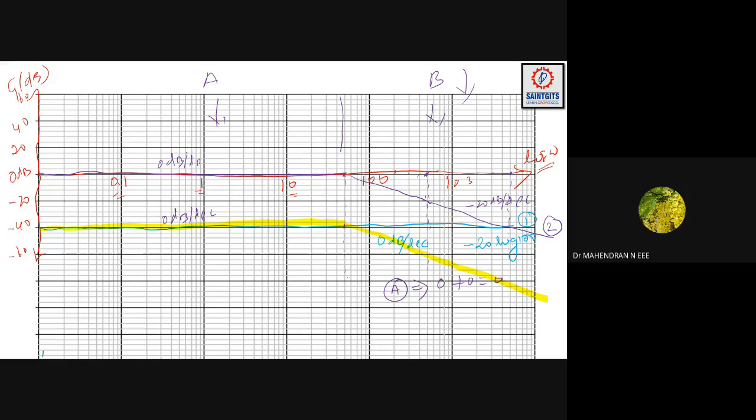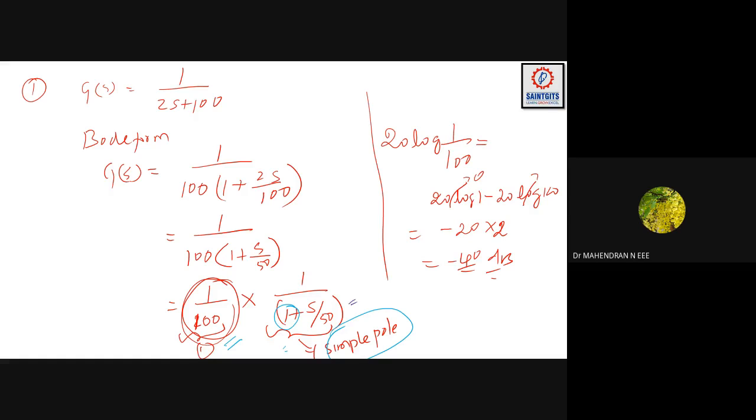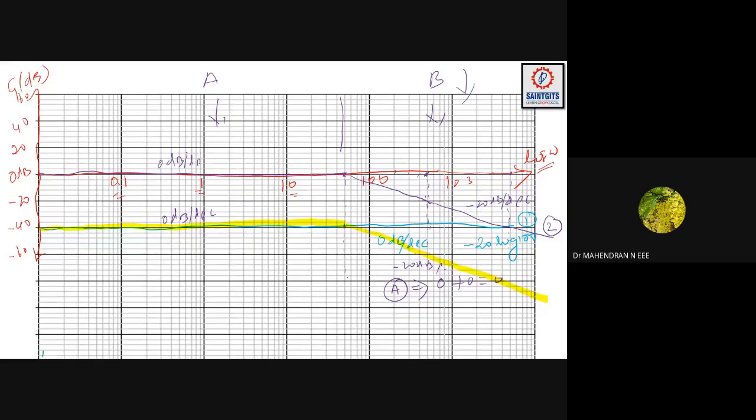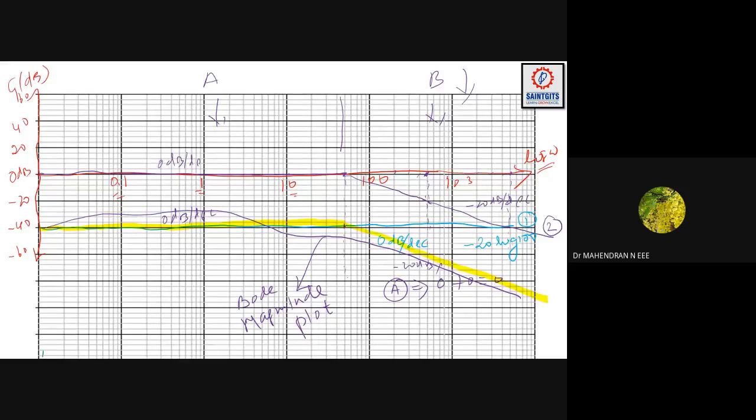So this is minus 20 dB per decade. If you want to draw the magnitude plot, this will be your Bode magnitude plot. Is it clear? Okay, so it's a very simple problem, and we can understand it because it contains only two terms.